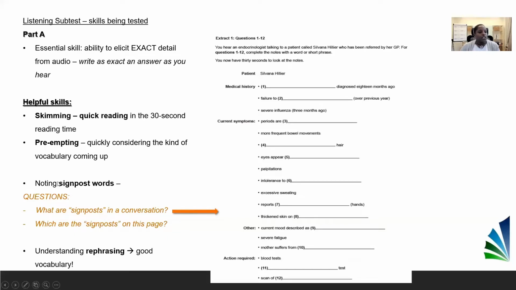Okay, so the next skill is noting signpost words.